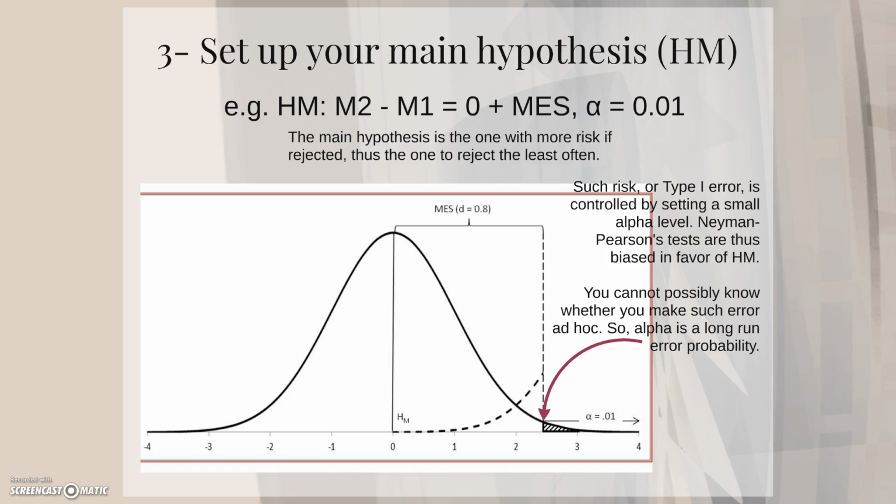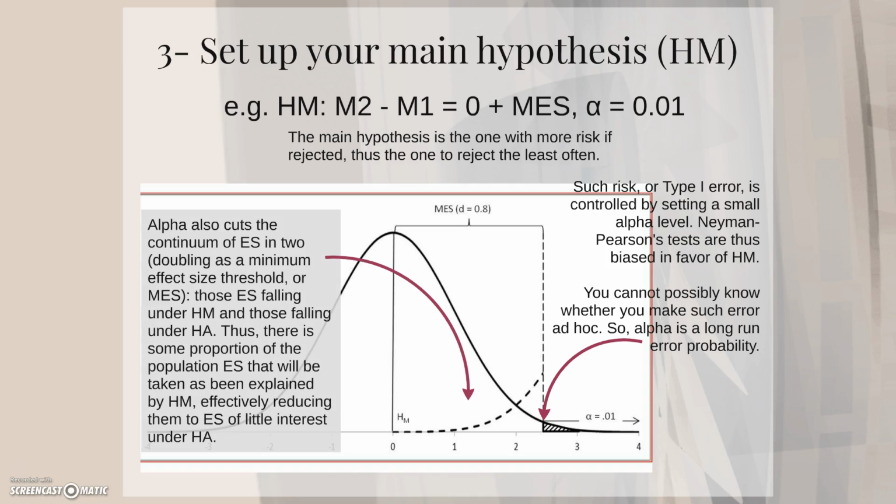Neyman-Pearson's tests are thus biased in favor of the main hypothesis, by making this type 1 error as small as possible. However, you cannot possibly know whether you make such error in any research project. Therefore, alpha is a long-run error probability.